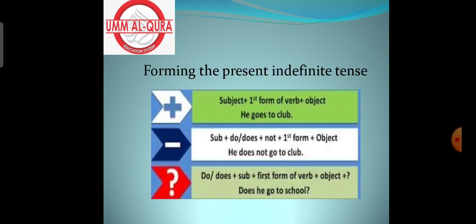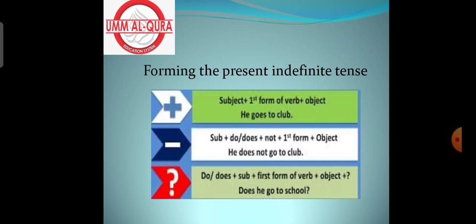Forming the present indefinite tense. In affirmative sentences, we add firstly subject plus first form of verb plus object. It is a simple sentence. For example, he goes to club. In negative sentence, subject plus do and does with not. We use do not or does not plus first form of verb plus object. For example, he does not go to club.